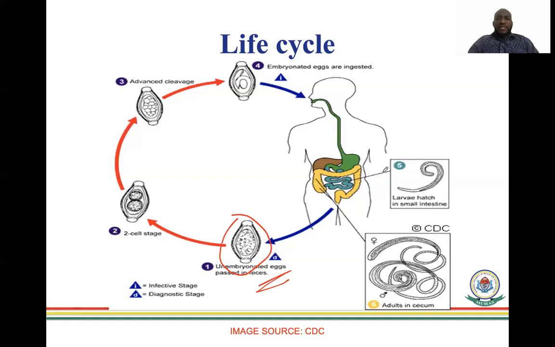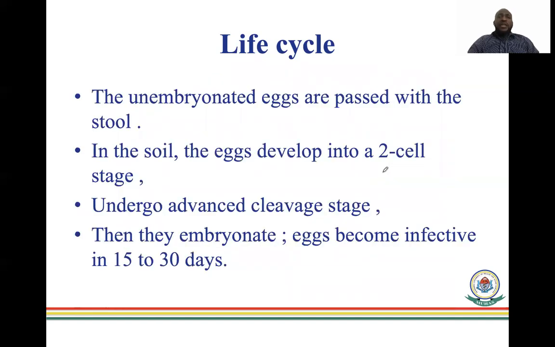So it's a rather direct life cycle. Unembryonated eggs are passed with the stools. In the soil, the eggs develop into a two-cell stage, as you've seen, and they undergo advanced cleavage, and they need to become infective after being incubated for up to 1 month. This is very important when it comes to infective stages and control, to know when this parasite becomes infective.